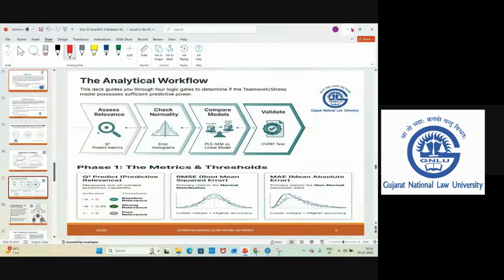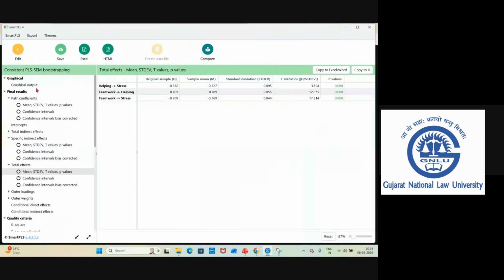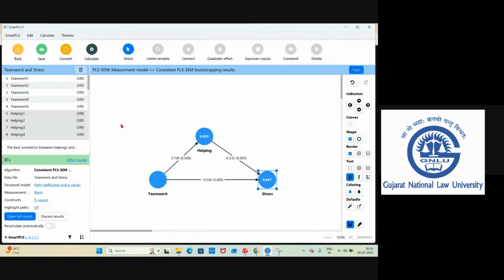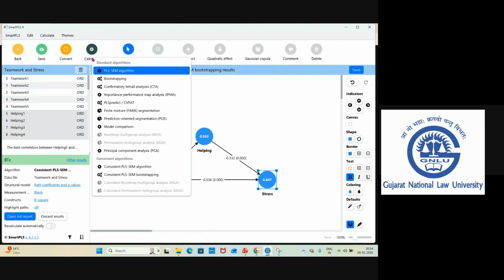So what is testing data? I'll show you. Just click on edit. Now, as we are going to conduct PLS predict, go to calculate. I hope you are there with me. Go to calculate. There is an option called PLS predict.